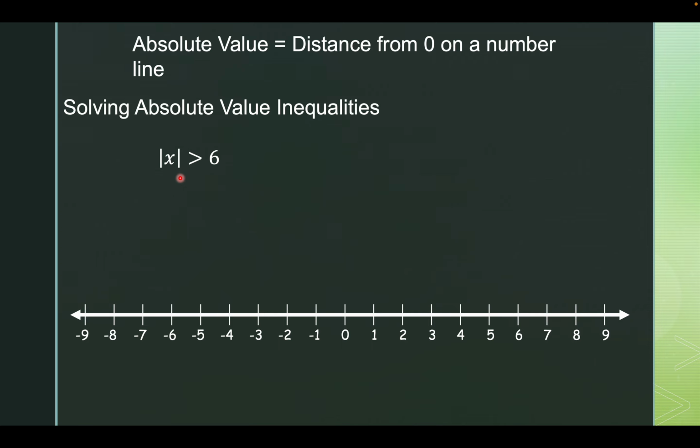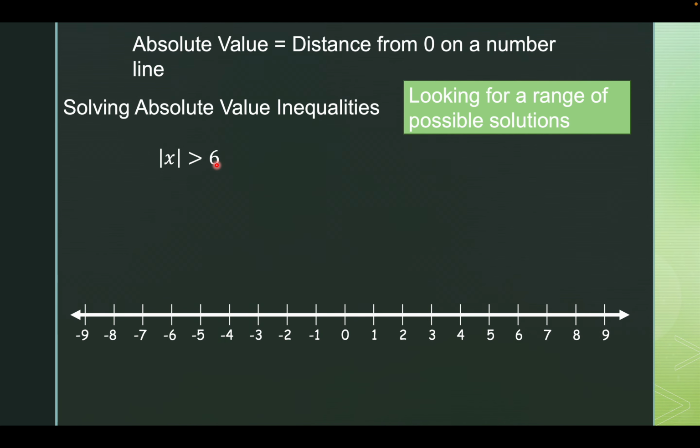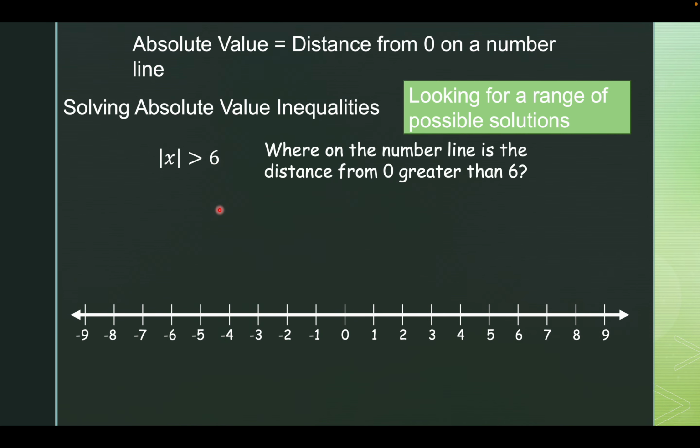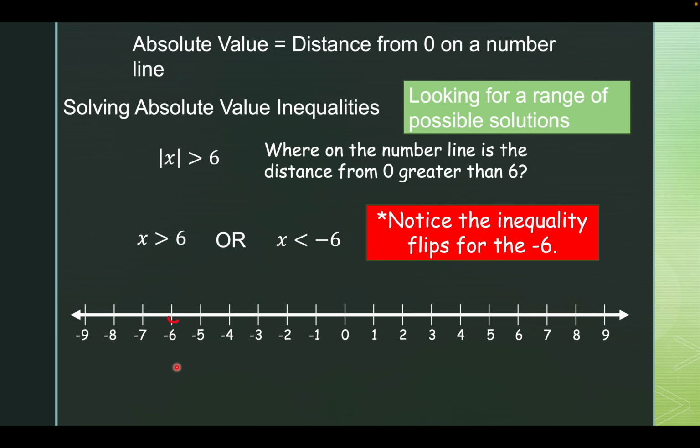If we have the absolute value is greater than 6, what this is saying is where on the number line is the distance from 0 greater than 6? Well, we're going to start at 6, so that means it's going to have to be greater than 6 or less than negative 6. What that graph would look like, less than negative 6 would be going off to the left from negative 6. We don't have an equal sign, so we leave it open. And the same thing on the right for the positive 6, open circle, and the graph would travel to the right.